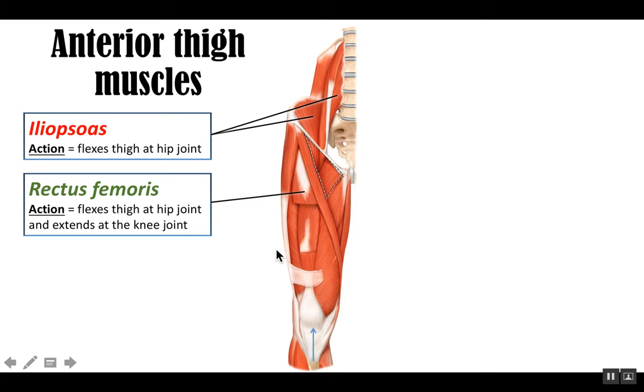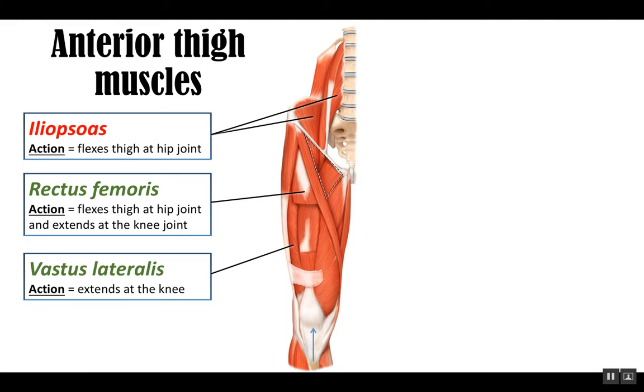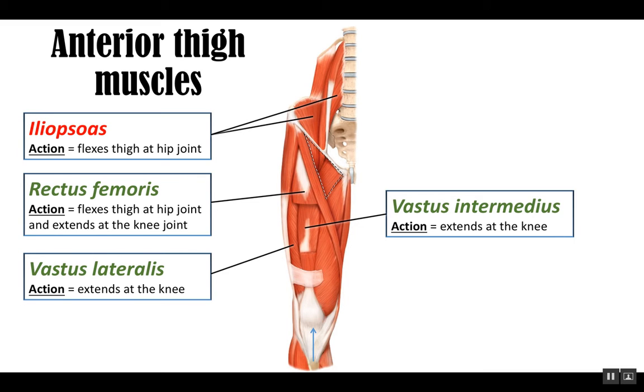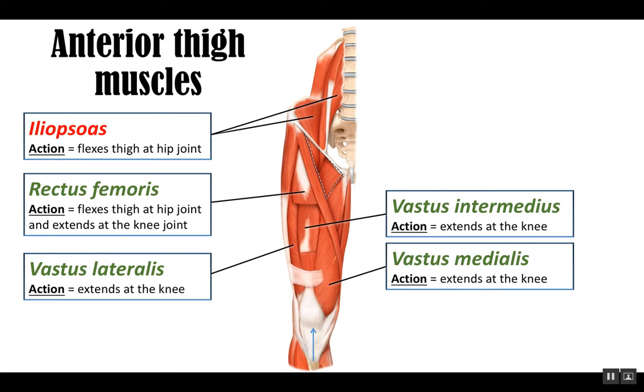The rectus femoris is named based on the fact that it runs parallel to the midline of the thigh. It's been cut away here, but this muscle runs parallel to the midline of the thigh, and we often use the word femoris pertaining to the femur, which is your large thigh bone. Rectus femoris. Then you have the three vastus muscles: the vastus lateralis, the vastus intermedius, and the vastus medialis. Those are your four quadricep femoris muscles.